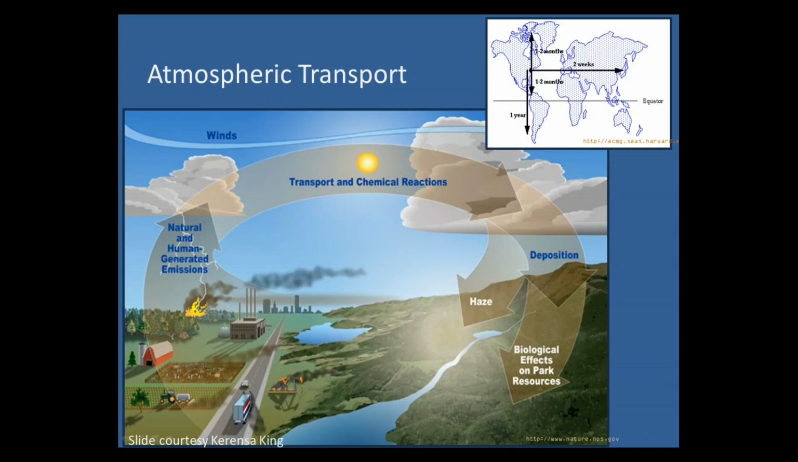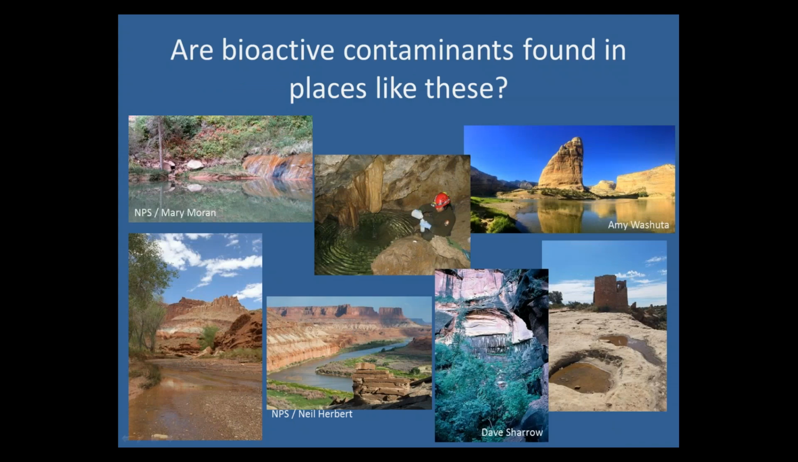And another way that these chemicals can end up in national park waters is through atmospheric transport. So the chemicals are released into the environment. They generally latch on to very tiny particles that can get blown up into the atmosphere, transported long distances, and then rain down in more remote regions. So the Environmental Protection Agency and the National Park Service were really interested to see if the bioactive contaminants we're looking for can be found in these more remote places in national parks.